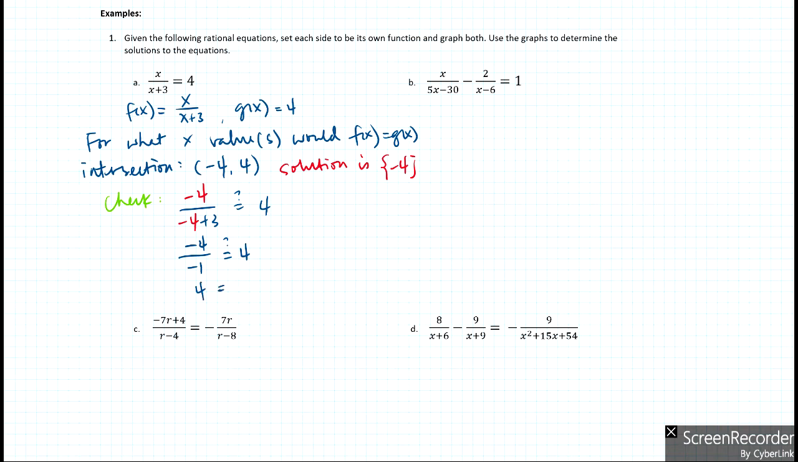And we can see 4 is indeed equal to 4, so we can be sure that our solution is correct. And in this case, we can easily check the solution because we have pretty nice and even numbers, and in particular it's an exact value.